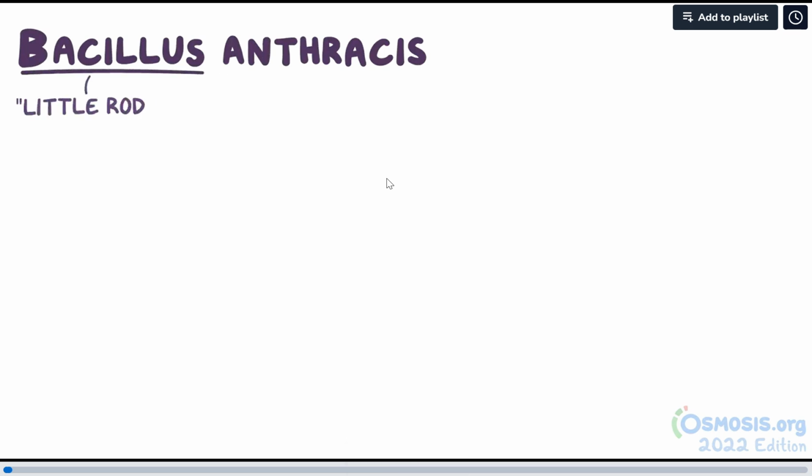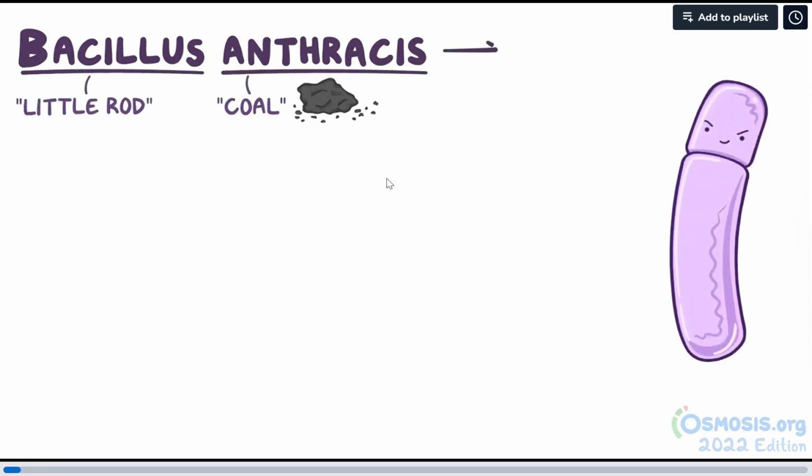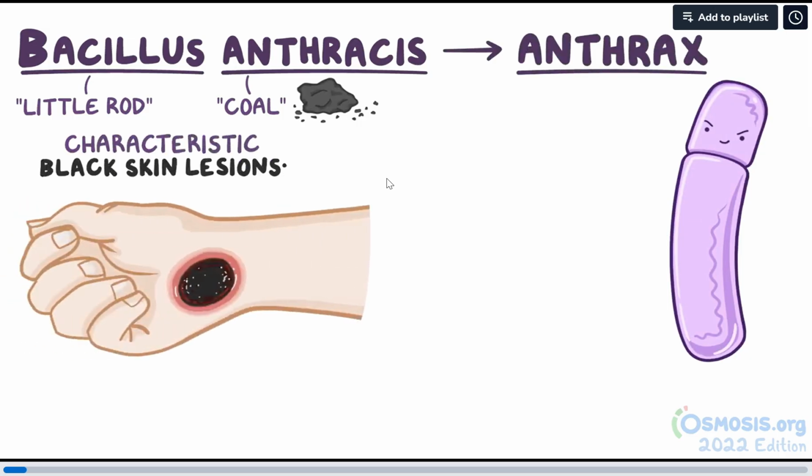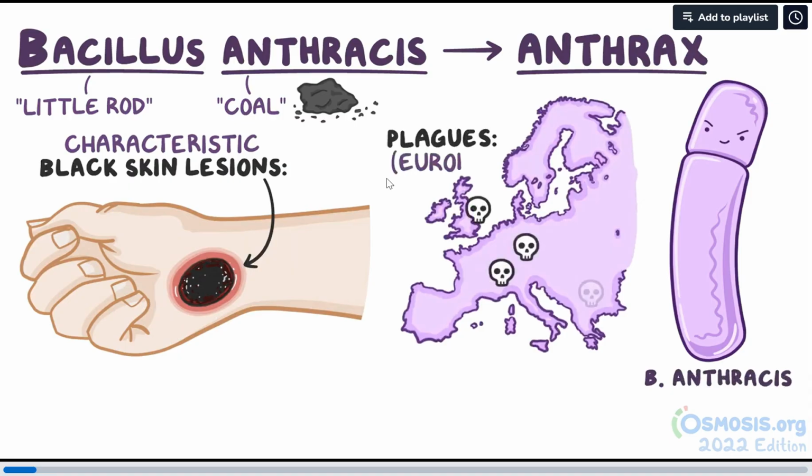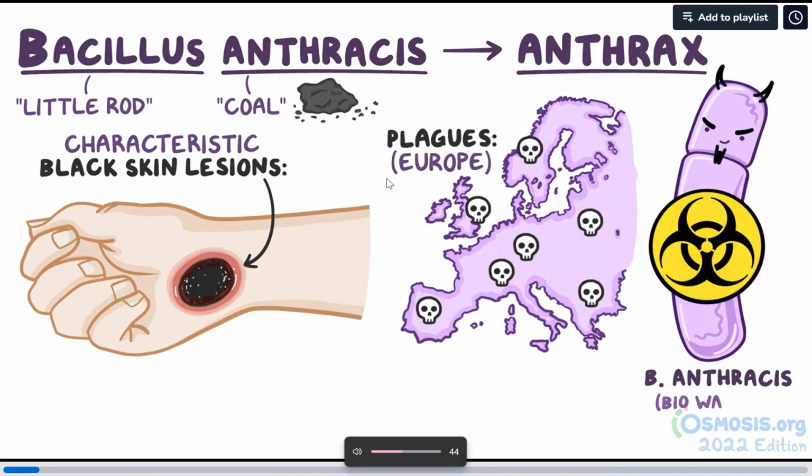Bacillus means little rod, and anthracis means coal. So Bacillus anthracis is a rod-shaped bacteria that causes a disease called anthrax that's associated with characteristic black skin lesions. Throughout history, Bacillus anthracis, or B. anthracis for short, has caused a number of plagues in Europe, and it's also been used as biological warfare. Not a great reputation.